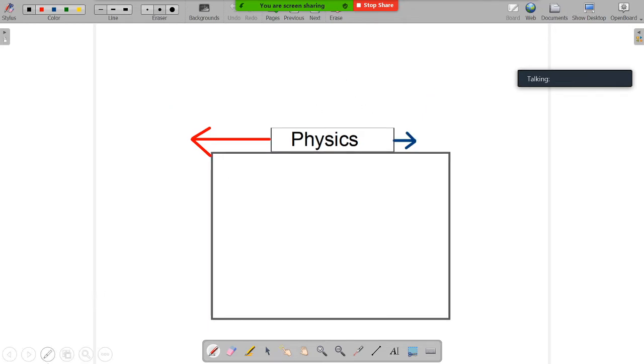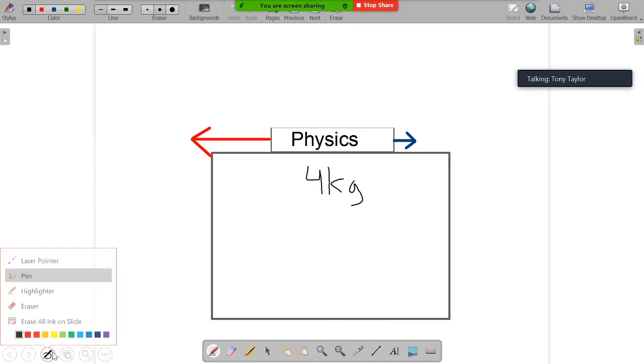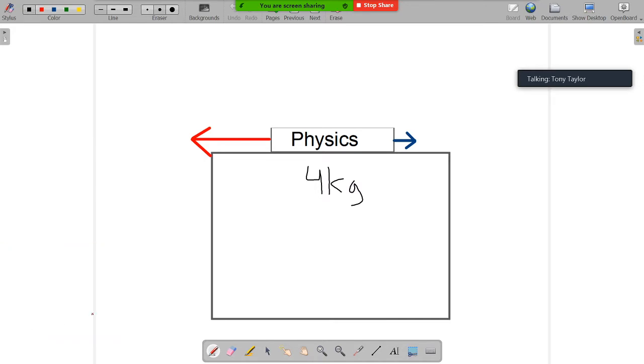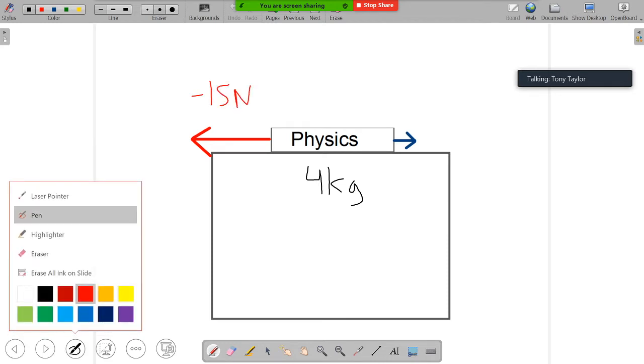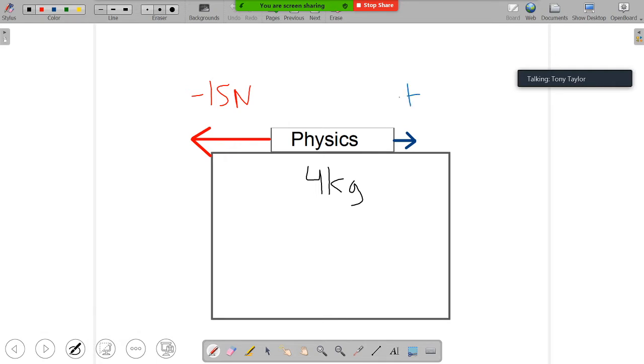But what if we had a situation like this? Imagine we had this book sitting on this table and two people decide to pull on the book. And by the way, I'm going to throw out a number here. Let us pretend this book has a mass of 4 kilograms. Two people are pulling on this book. Let us say one person is pulling on the book with 15 newtons of force, and the other person is pulling with 3 newtons of force.